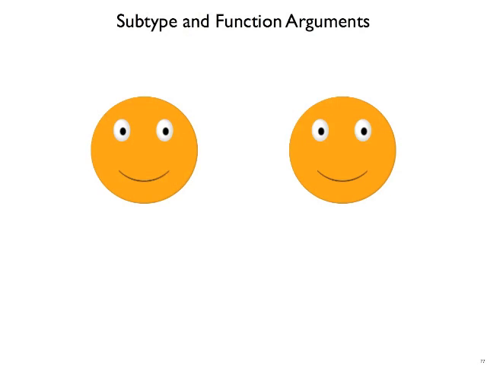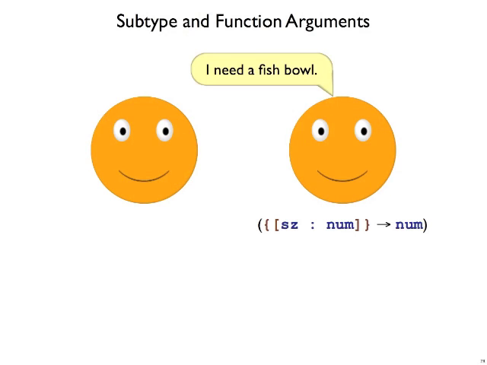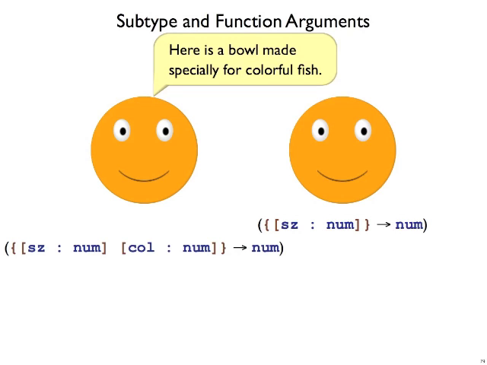Let's go back to Alice and Bob. Suppose Bob says, I need a fish bowl. That is, I need something that will take my fish and keep it happy and alive. What if Alice says, hey, here's a bowl made especially for colorful fish. Give it a fish with colors, and it'll keep it happy and alive.